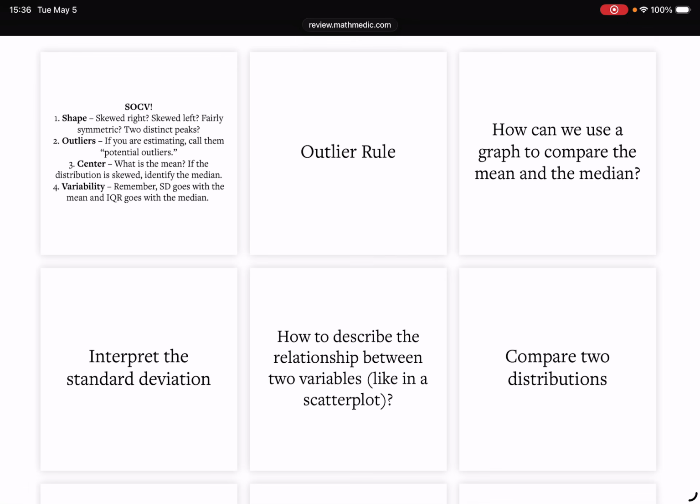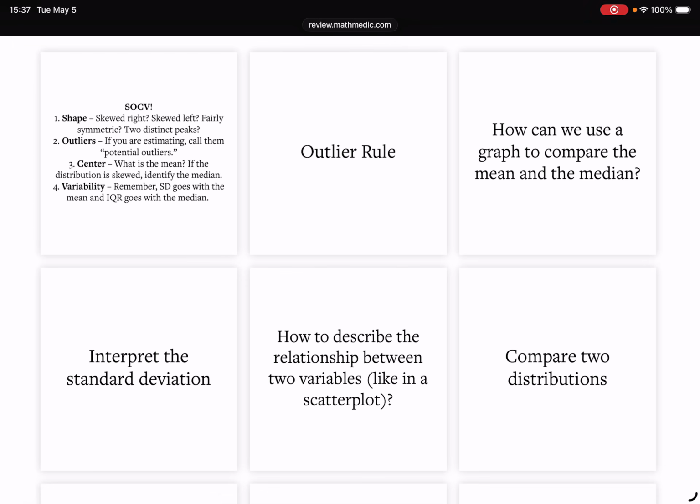So remember, when we are asked to describe a distribution, we have to use what is referred to as SOCS. So shape, outlier, center, context, and spread. This one has it written a little differently. Just know that spread and variability are the same exact thing. So for shape, we're talking about skewness. We're talking about if it's symmetric.